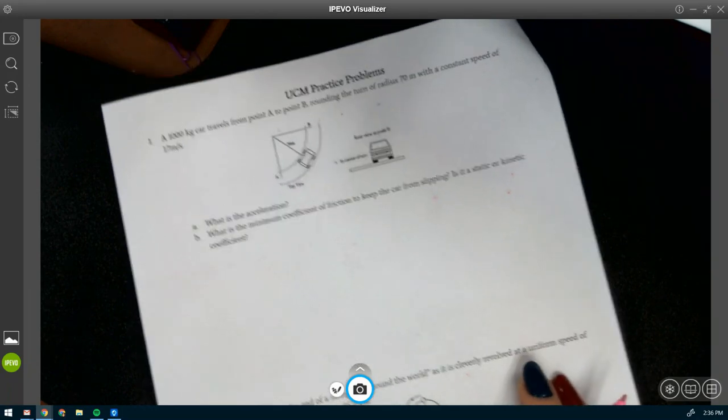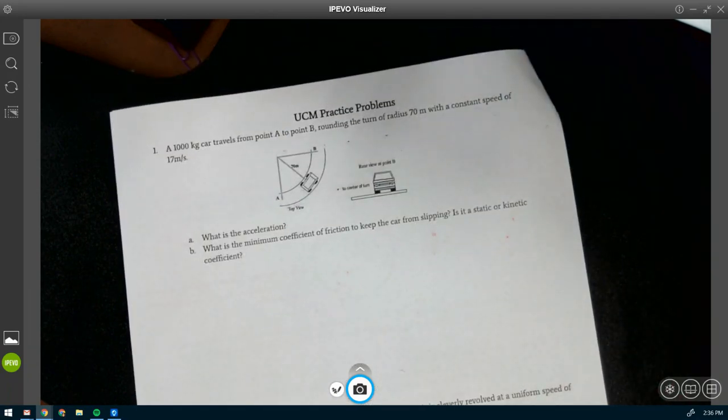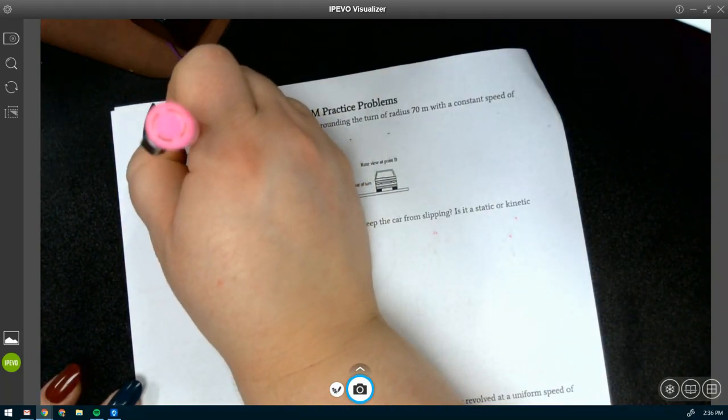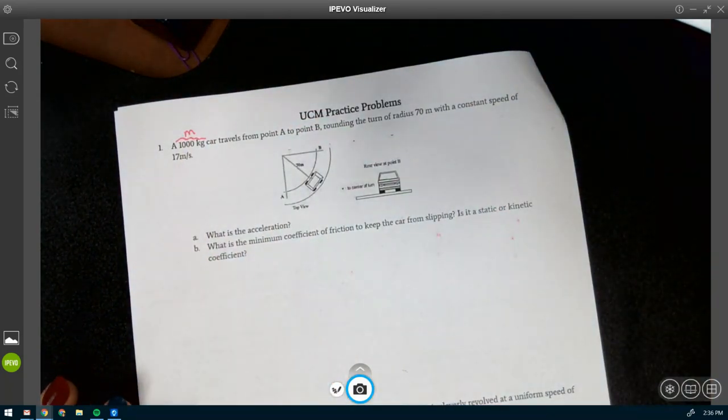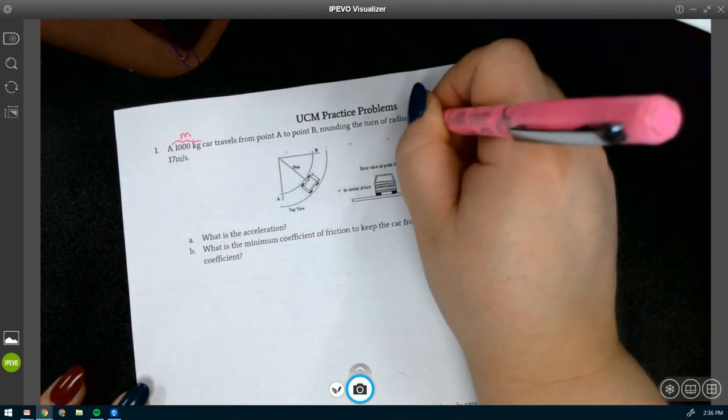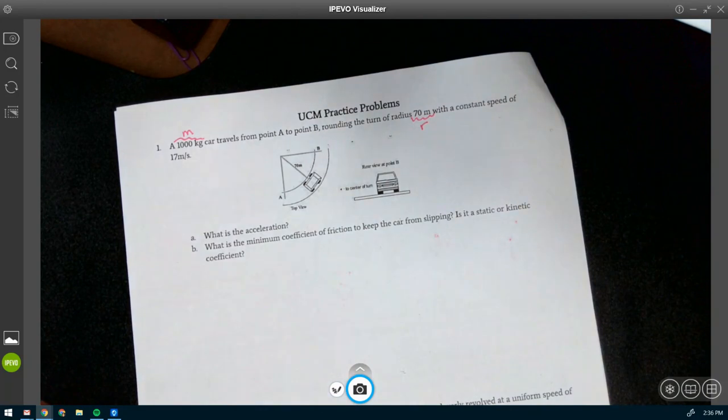So we've got a 1,000 kilogram car traveling from point A to point B, rounding the turn of radius 70 meters with a constant speed of 17 meters per second. So this 1,000 kilograms is our mass. We've got a radius of 70 meters, and that's the radius that's going to go in the bottom of that new acceleration equation.